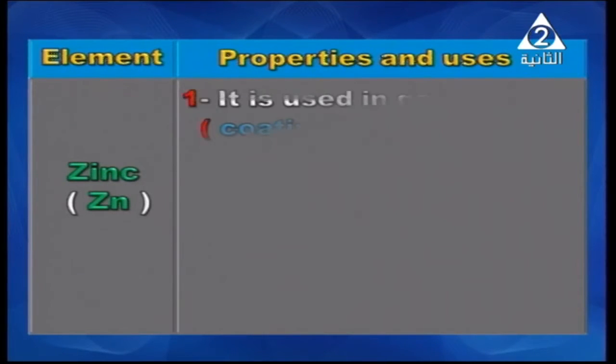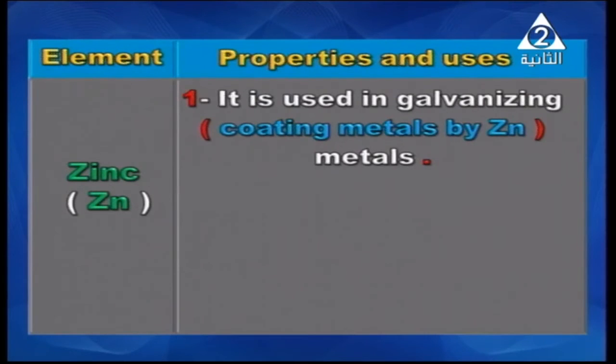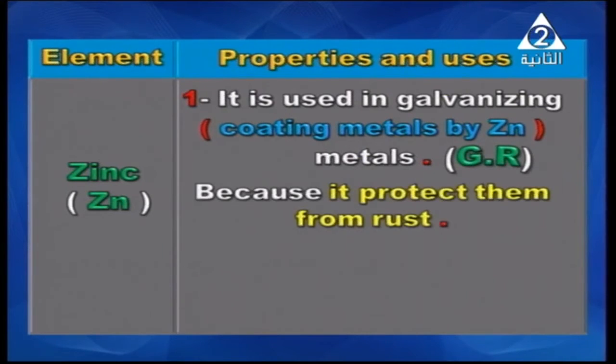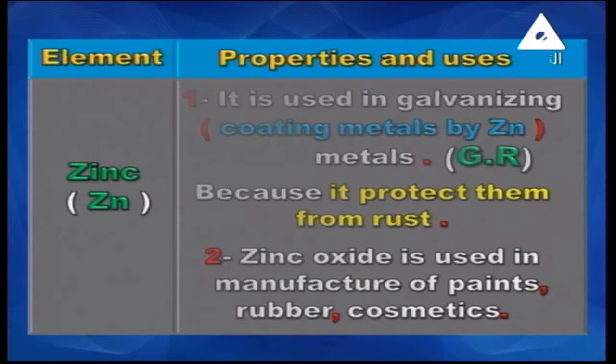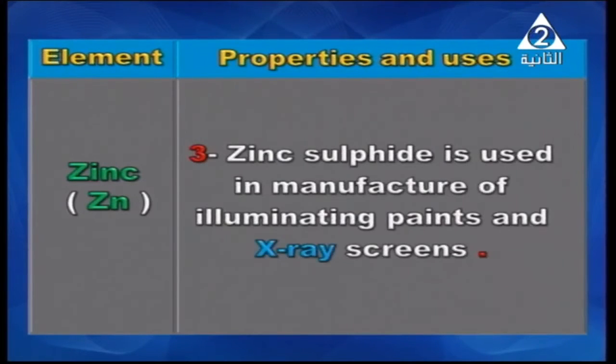Zinc is used in galvanizing, that is, coating metals with zinc, and we have good reason for this point, because it protects them from rust. Next point here, zinc oxide is used in the manufacture of paints, rubber, and cosmetics. My dear students, zinc sulfide is used in the manufacture of illuminating paints and X-ray screens.